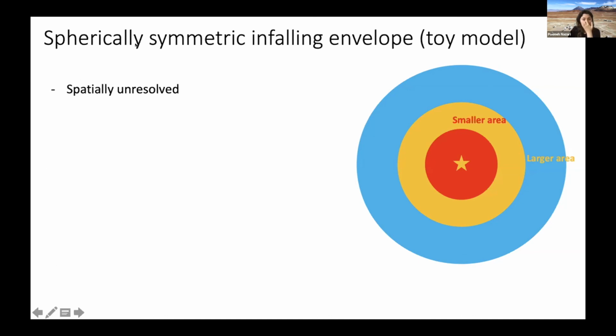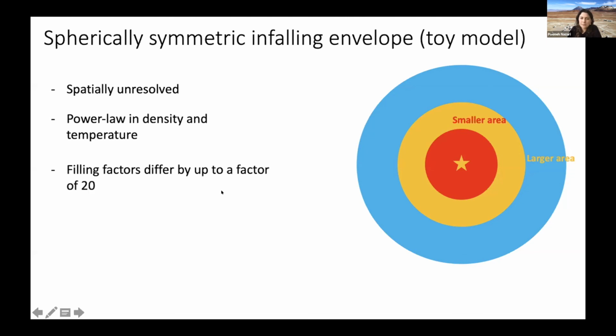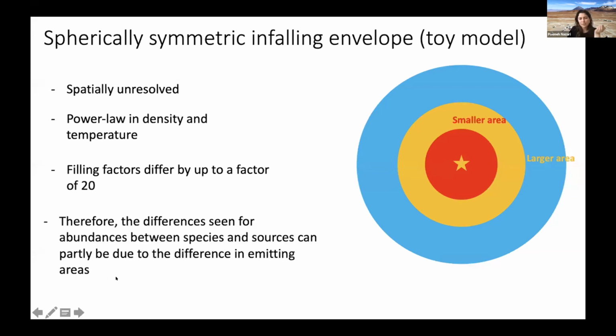We looked at a spherically symmetric infalling envelope toy model with a power law in density and temperature. And what we found is that we need to multiply our column density ratios by a factor that ranges between 0.1 and 2 for the sublimation temperatures that we have. So therefore, the differences that we are really seeing in abundance ratios between species and sources could be just partly due to the difference in emitting area and not really a strange chemistry difference that is going on.